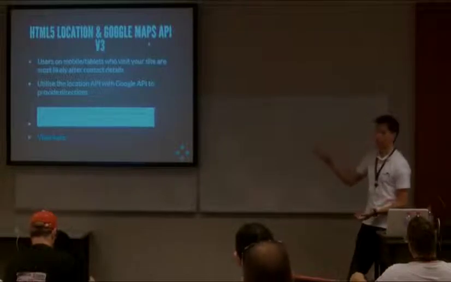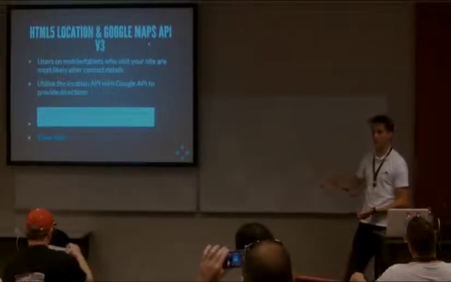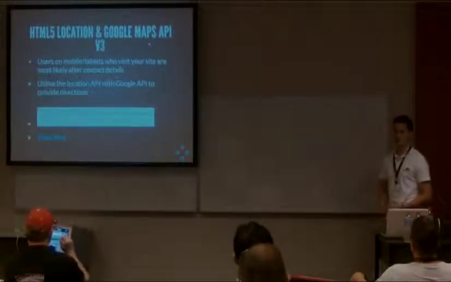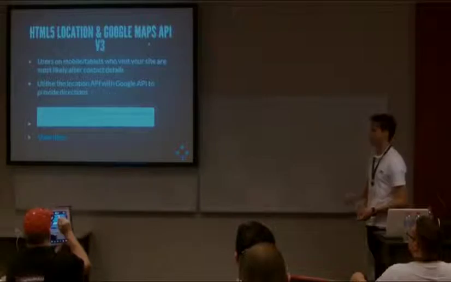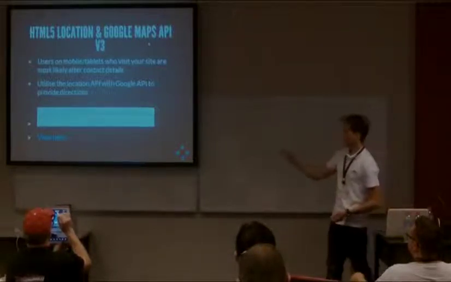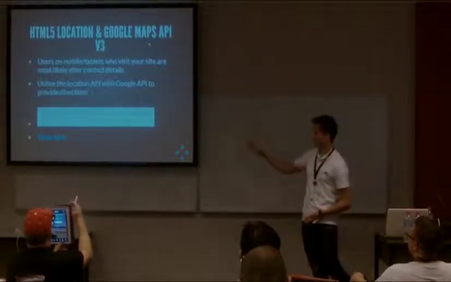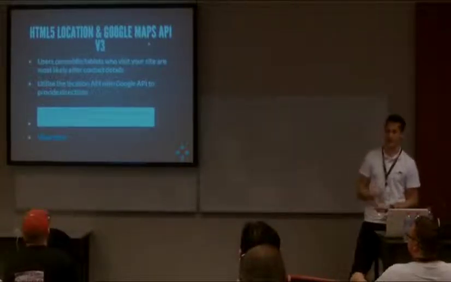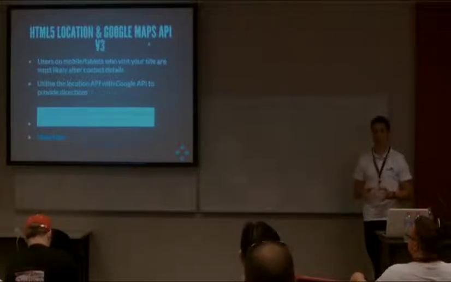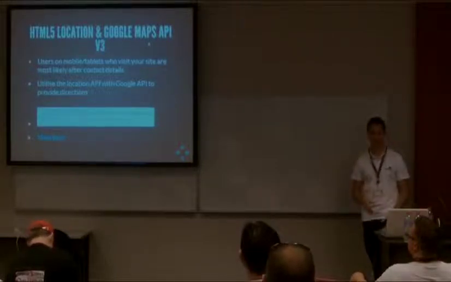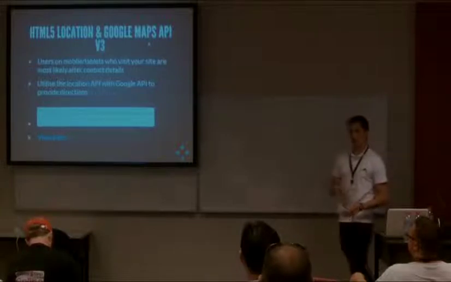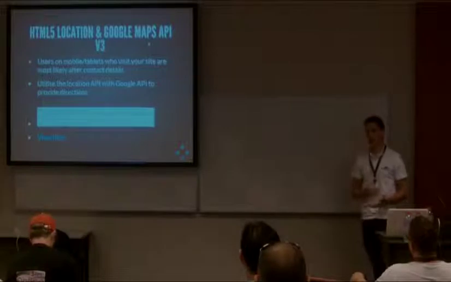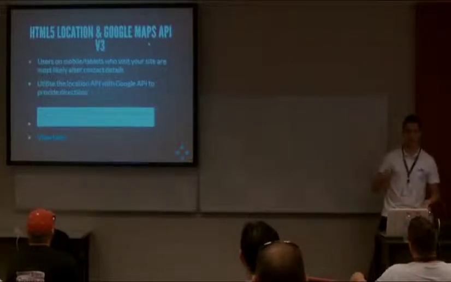One thing that I've been working on recently is an HTML5 location and Google Maps API v3 tool. We had a conversation at work and discovered that the majority of people going to a business's website on a mobile device are trying to get in contact with that particular business. They're not really after a lot else, unless you're my girlfriend who loves ASOS and will just sit there for hours on an iPhone.